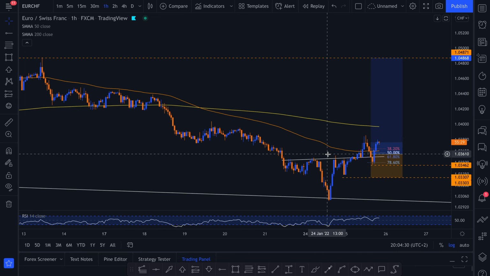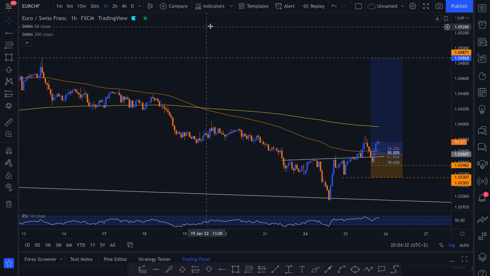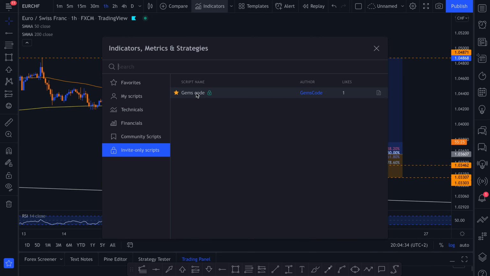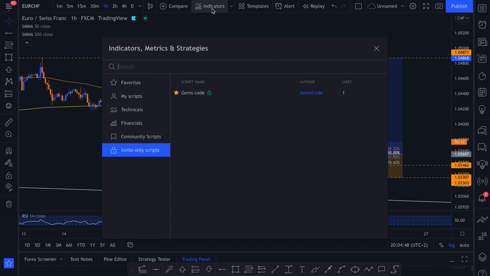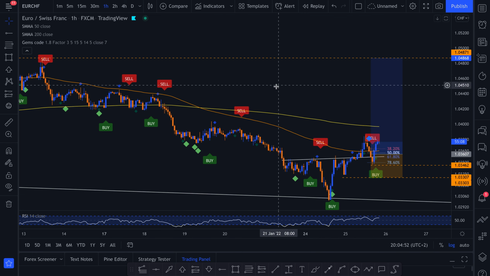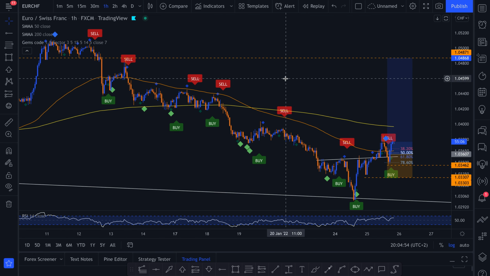So I am running a trade currently. I'm not going to be talking about that, but what I wanted to talk about today is the GemsCode Indicator. It's very simple to add. Right now I have an invite only script. All you need to do when you get invited is go to your invite only scripts, and it works on the basis of your actual username, right? Once you're invited, all you need to do is simply click on it and it will be added as an indicator.